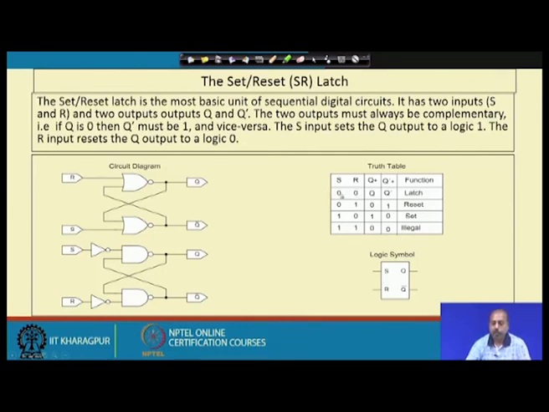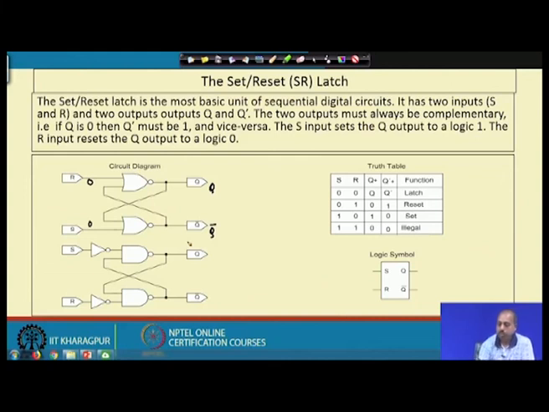Suppose S and R are both 0. Then Q is coming to a NOR gate whose other input is 0, so whatever the Q value is, it will come out as Q bar. And that Q bar, going to the other NOR gate whose other input is 0, will again give Q. So this will remain equal to Q.